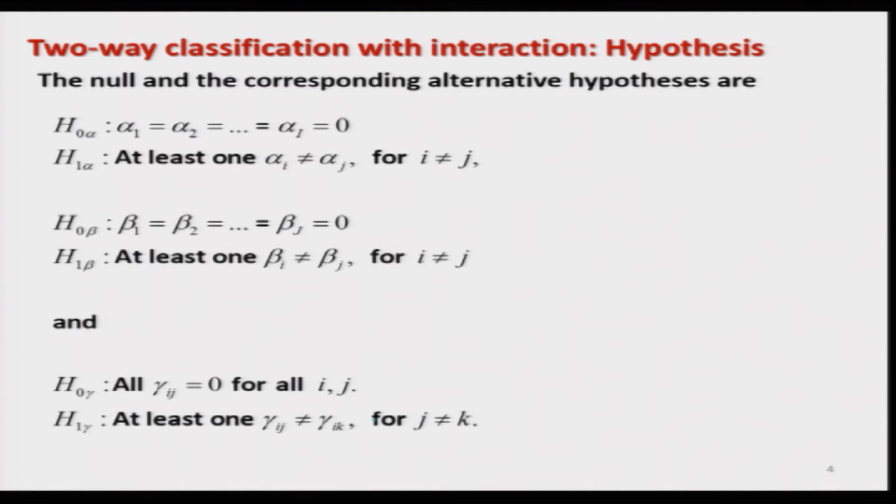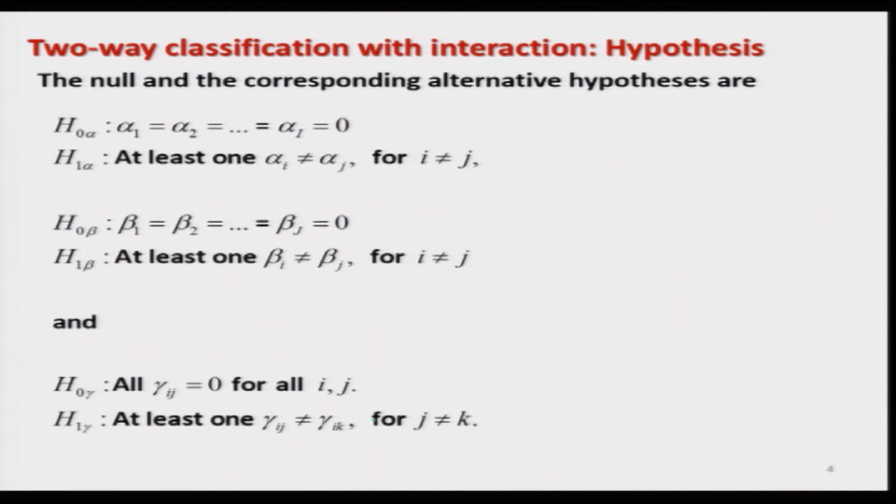Now, the second step is that we have to state the hypothesis that we want to test. Obviously, we have three types of effects: one related to alpha, another related to beta, and another related to the interaction effect gamma. In one way classification we had only one set of null and alternative hypotheses. In two way classification we had two such hypotheses. Now, with two-way plus interaction effect, we are going to have three sets of such hypotheses.